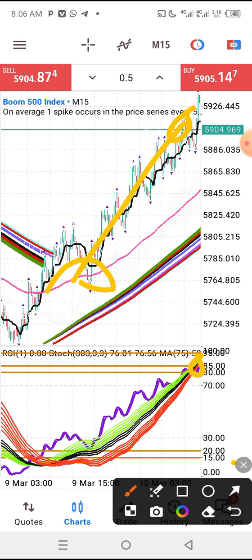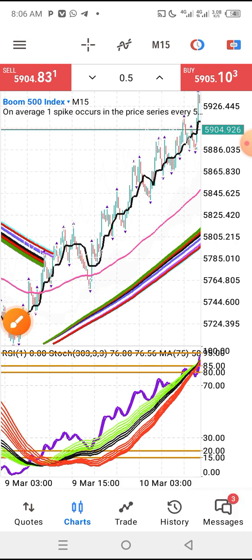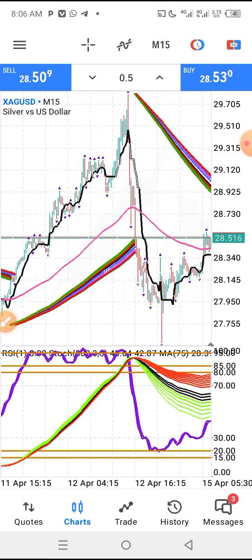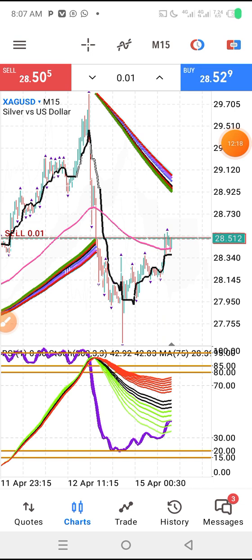All right, let's take it. This is just Boom 500. All right, let's see gold, the same thing. Can you see gold? All right, the same thing is applicable. You can see where we have a crossover between the blue and this red and black move.